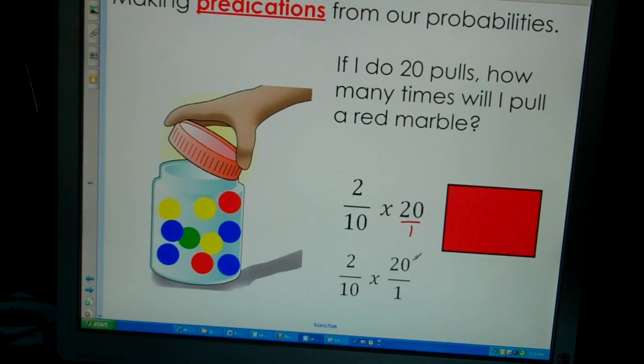Now watch what happens here. Can I do any canceling to make my numbers smaller? Yep. 10 goes into 10 one time. 10 goes into 20 2 times. Now look at that. 2 times 2 is 4. And behind the red door, 4 times I would pull a red marble. So if I did 20 pulls, I would expect to pull a red 4 times. Now, that's in a perfect world. Is that actually going to happen in our experiment? I don't know. We didn't do it. But it could.